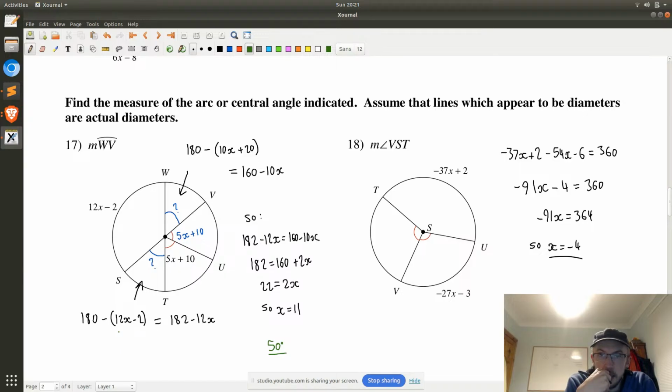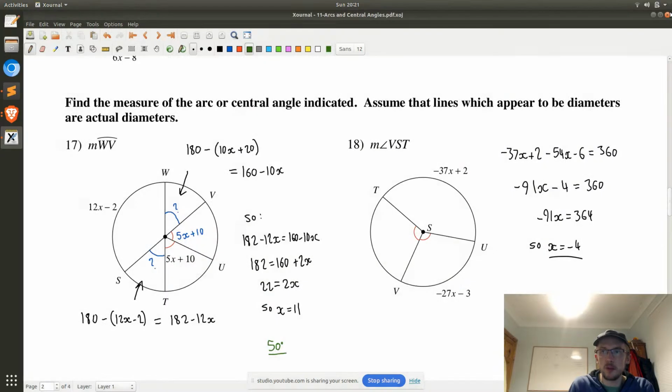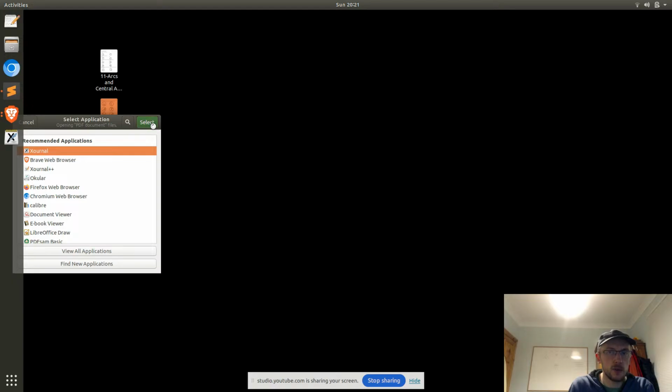All right, fine. And here for VST, which is congruent to this, so just subbing in -4, we get -27 times -4, which is 108, and 108 take 3 is 105. And we check. And that's all correct. And that's good. Okay, now moving forward here into arcs and chords.